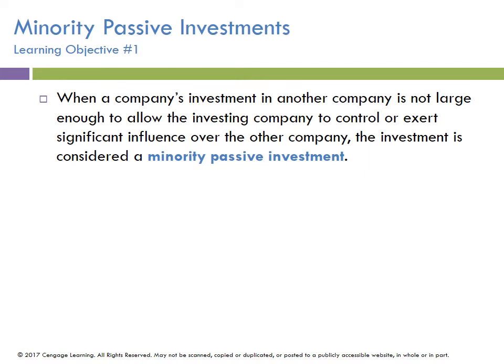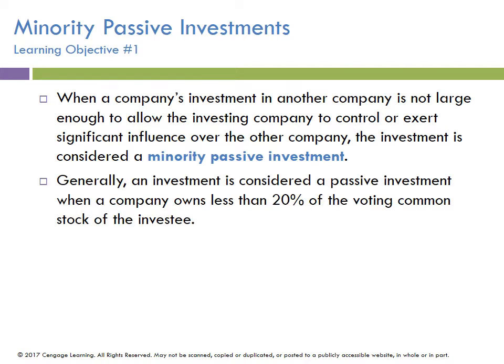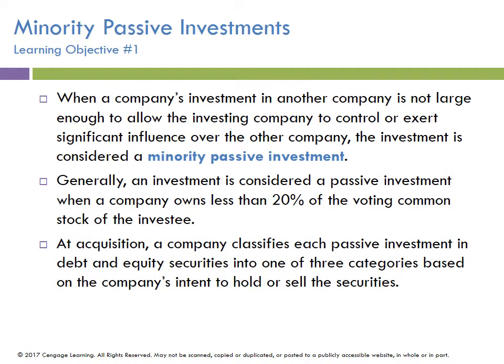When a company's investment in another company is not large enough to allow the investing company, so that's us from our perspective, to control or exert significant influence, we call it a minority passive investment. Generally, these passive investments are when we're the company that owns less than 20% of the voting stock of the investee. So that's important. At acquisition, a company will classify this passive investment in debt, which is always a passive investment because you don't vote with debt.